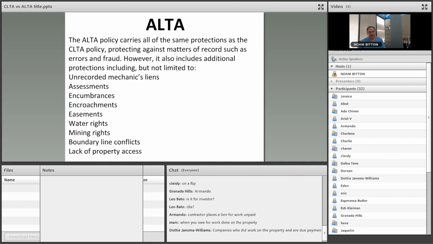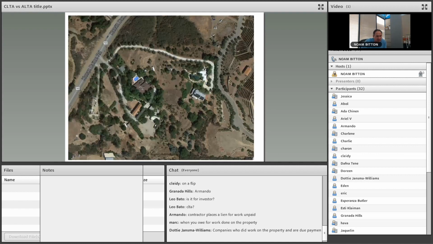And lack of property access, the ingress and egress, for those of you who just passed the test, that will cover. So as you can see, the ALTA policy, very comprehensive. It's not bulletproof, it's not perfect, okay? But it's very comprehensive and it's going to cover a lot of things that are not covered by the CLTA policy. So let's do a little bit of exercise.